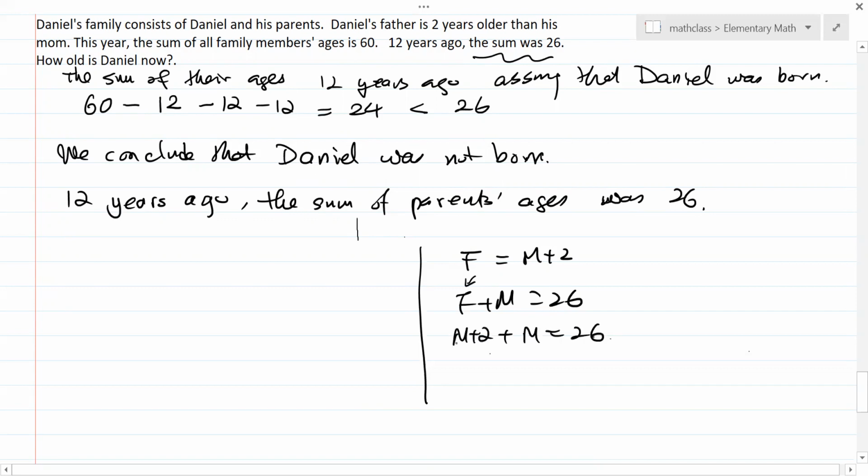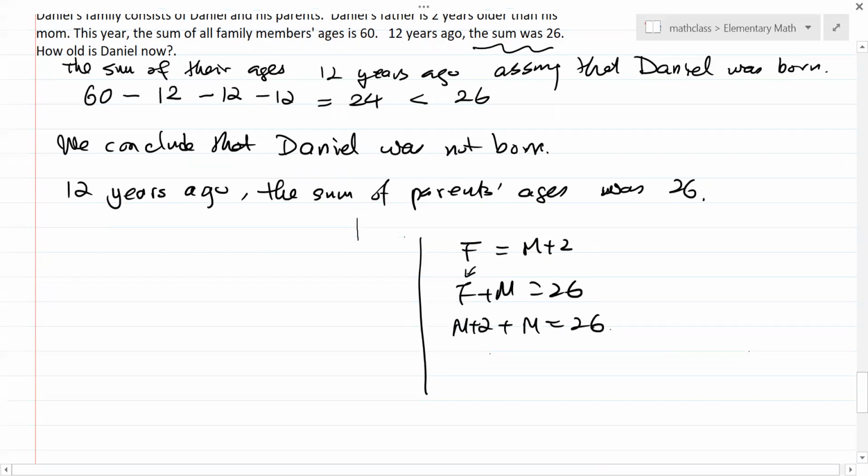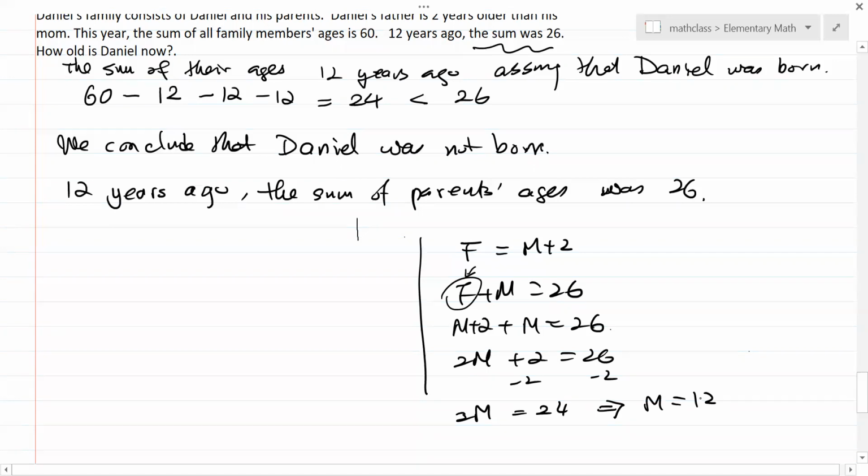Okay? So in the place of f, in the second equation, replace it by m plus 2. Then you have 2m plus 2 equals 26. Then you subtract 2 from both sides. You get 2m equals 24. So that means m should be equal to 12, because 2 times some number is 24. M is going to be 24 divided by 2, which is 12.